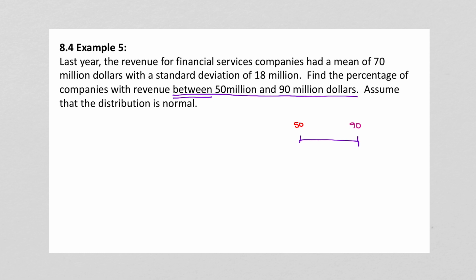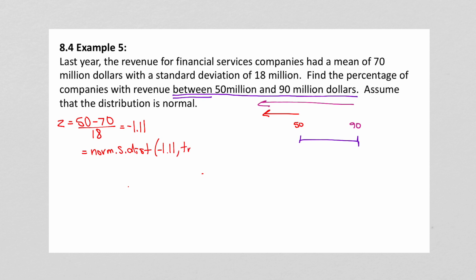So what we can do is find the area to the left of the 50, and find the area to the left of 90, and subtract them to get the area in between. To find the area to the left of 50, we'll find the z-score: 50 minus our mean, divided by the standard deviation, is negative 1.11. Then we want to the left, so it's just equals norm.s.dist, negative 1.11, comma true, which gives us 0.1335.